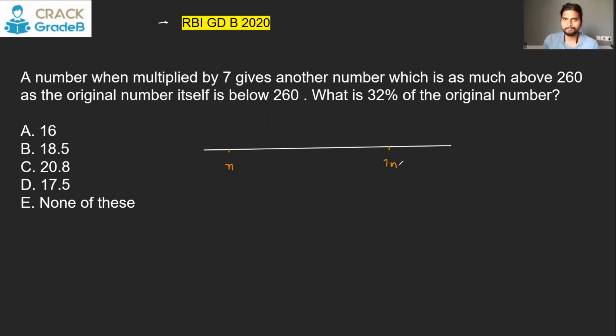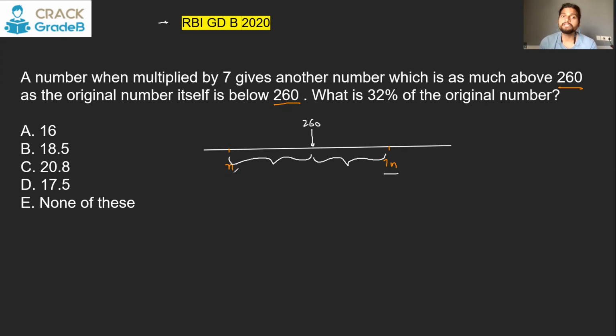Okay, considering n is a positive number. So the question is, on the right side 7n. The new number is as much above 260 as the original number is below 260. That means 260 lies somewhere in between these two. The new number, however much it is above 260, the original number was that much below 260.